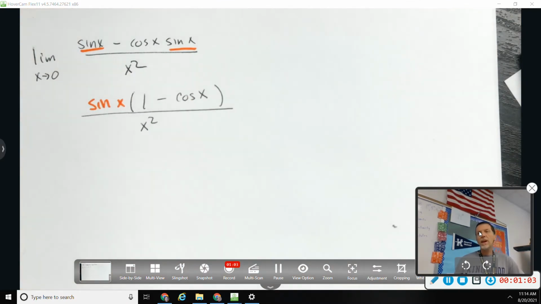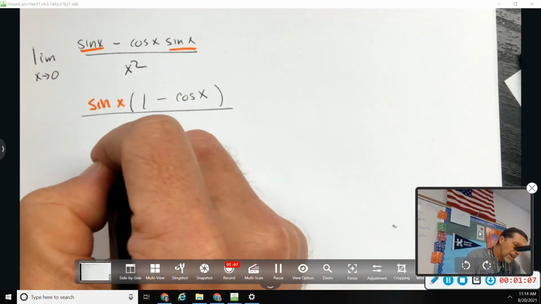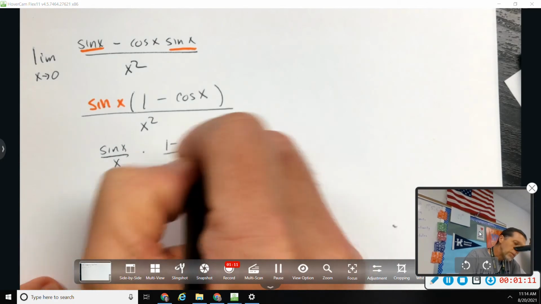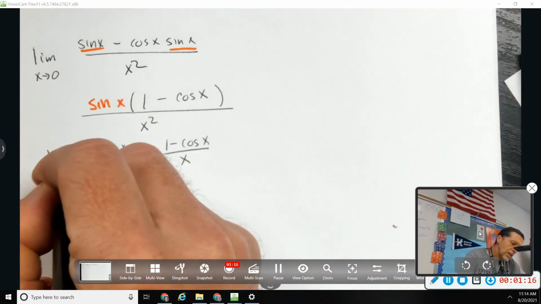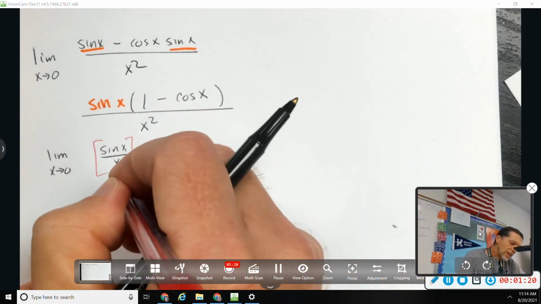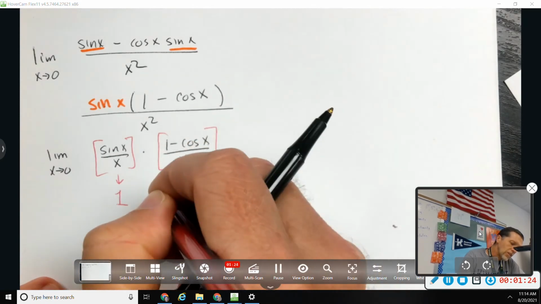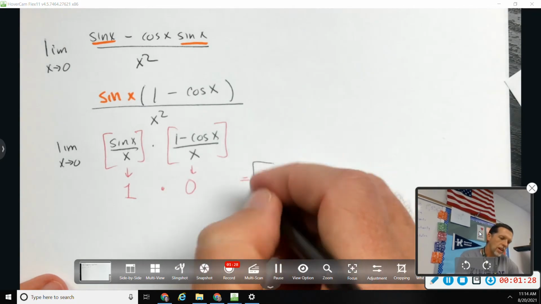And then if you make it that far, you're like, oh, I can put one of these x's under the sine, and one of the x's under 1 minus cosine. 1 times 0 is 0, because those are exactly the two things that we're supposed to know. That one's equal to 1. That one's equal to 0. And 1 times 0 is 0. So that's legal. All of that was legal.